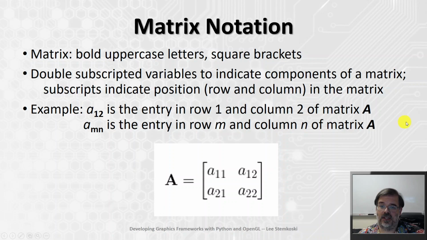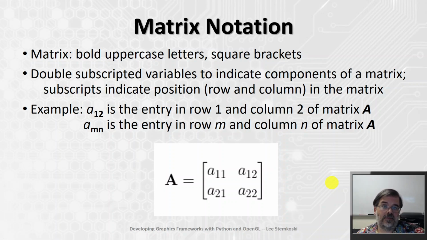And those subscripts will indicate the position of an entry. So for example, if you have a matrix with the entry A12, that means this value occurs in row 1 and column 2 of that matrix. Or in general, A with a double subscript mn, a_mn, refers to the entry in row m and column n of a matrix. So if I have a matrix with 2 rows and 2 columns, then I would write the entries of that matrix in this form.